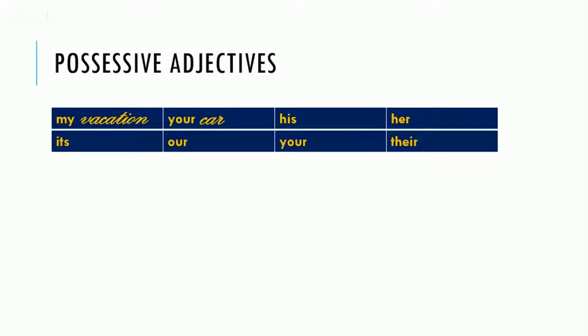The next one that we have is his. And with his, we have his dog. Dog is a noun, right? His is a possessive adjective.